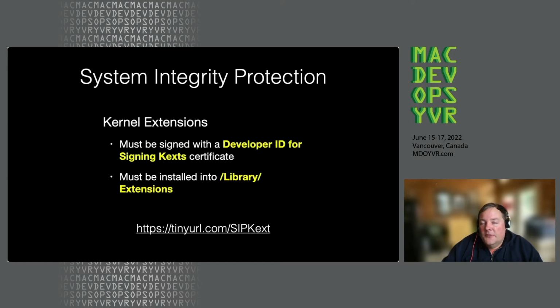Now, even though kernel extensions are on their way out, SIP will also block the installation of unsigned kernel extensions. In order to install a kernel extension with SIP enabled, the kernel extension must be signed with the Developer ID certificate for signing kexts and be installed into /Library/Extensions. It also needs to be compiled for the processor that you are trying to run the kernel extension on. So for example, if you're trying to run an Intel compiled kernel extension on Apple Silicon Macs, it won't run. More information on this is also available in Apple's developer documentation for SIP, and for those interested, the kernel extension documentation is available via the link shown on the screen.